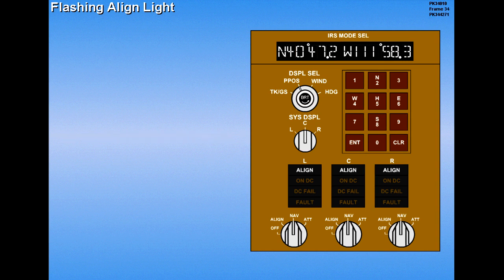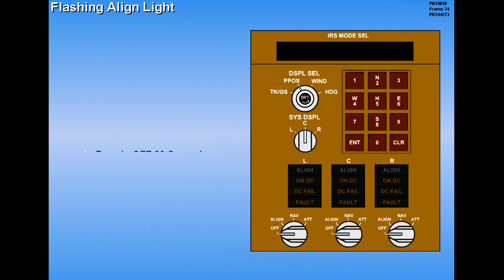If the attempts are not successful and the align light continues to flash, turn the IRS mode selector off. Click on the mode selectors to turn each to the off position. The mode selector should remain off until the align lights extinguish at the end of the 30-second shutdown period.